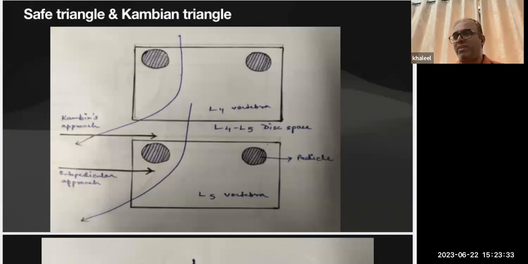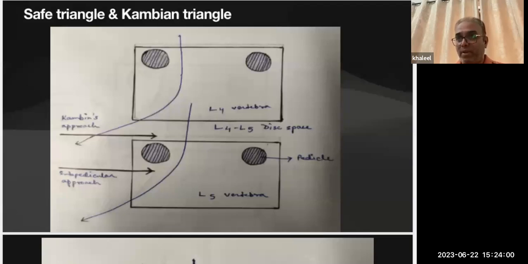Why are we concerned with the safe triangle as opposed to Kambin's triangle? In the safe triangle, for the blood supply of the spinal cord in the lumbar region, we come across the artery of Adamkiewicz. We are worried that our injection particulates may go into the arteries here and cause ischemia, so we fear that. However, each approach has its pros and cons and complications. If we approach below the pedicle, this is the subpedicular approach.